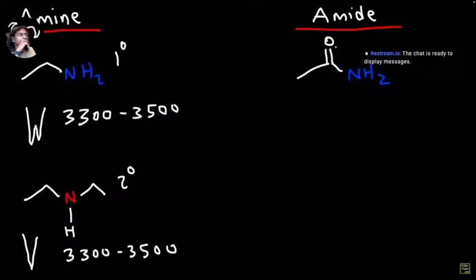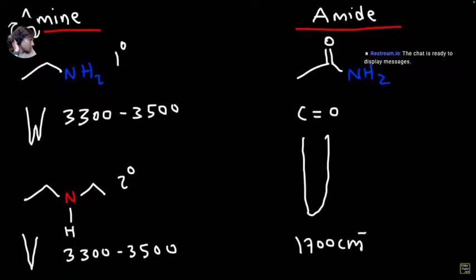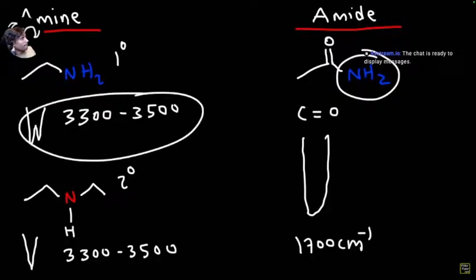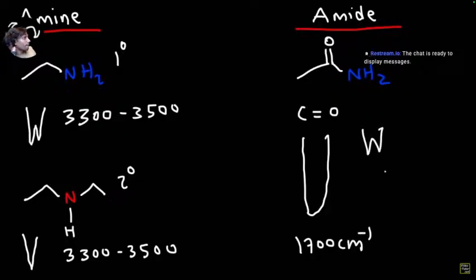Now, the amide does have the carbonyl functional group, so we're going to have a CO stretch very close to 1700. We also have the NH2 group, so we're going to get this signal as well, between 3300 and 3500.